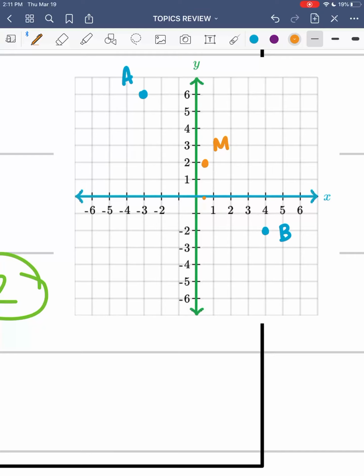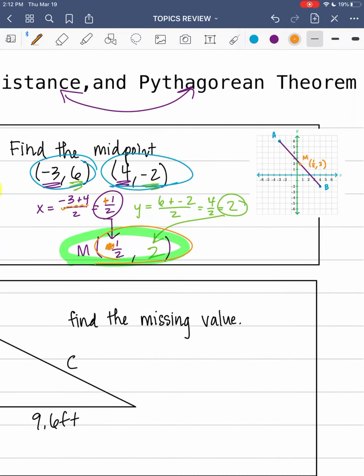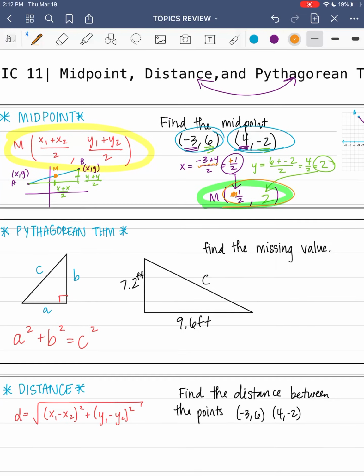Look what I could do. I wonder if I can connect the dots here. Yeah, see, that looks like right in the middle. That was a good midpoint. I think we did a good job. Nice. That's the midpoint, 1/2, 2. Go back to the pen. Nice. Good job. Cool. So that's midpoint: average the x's, average the y's.